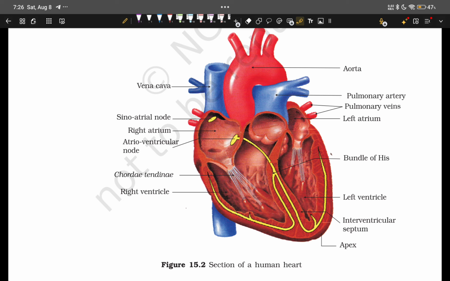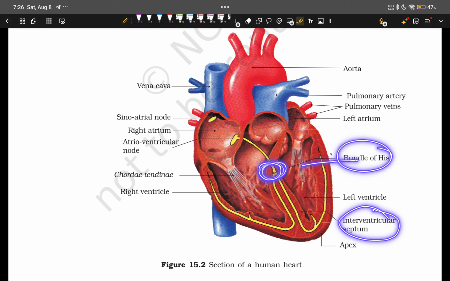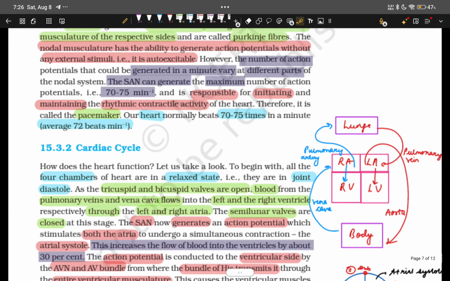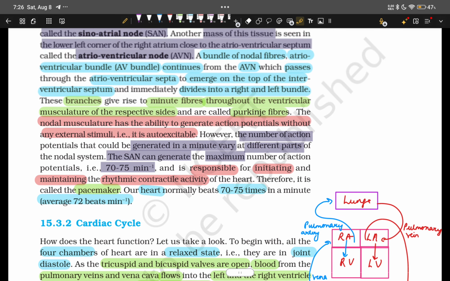So you have to understand one by one how things are taking place, and remember that the sinoatrial node and the atrioventricular node are near the atrioventricular septum. And one more thing, that it immediately divides here, at the interventricular septum. What is this? Bundle of His, also called the AV bundle. So remember these points. Now one more thing special about nodal musculature is that they have the ability to generate action potential.